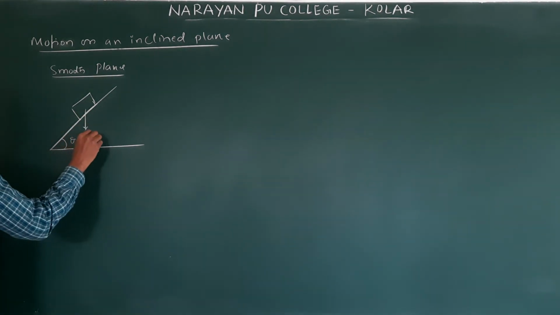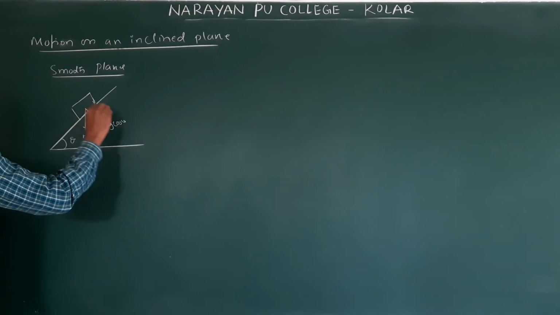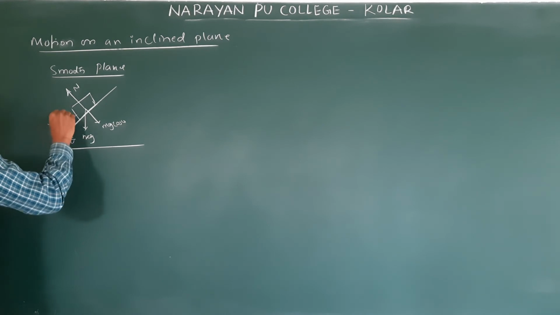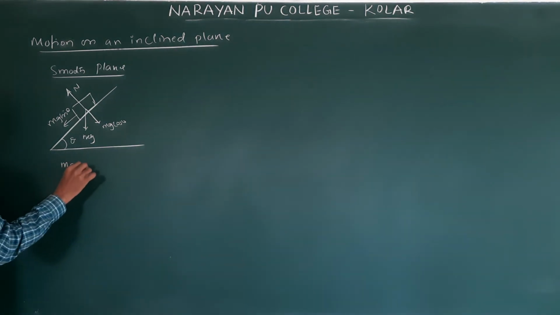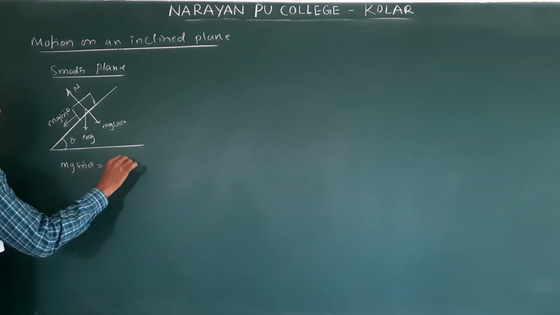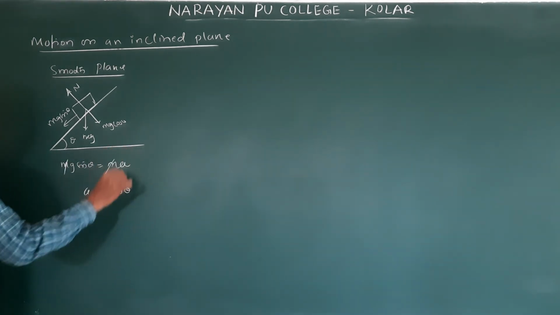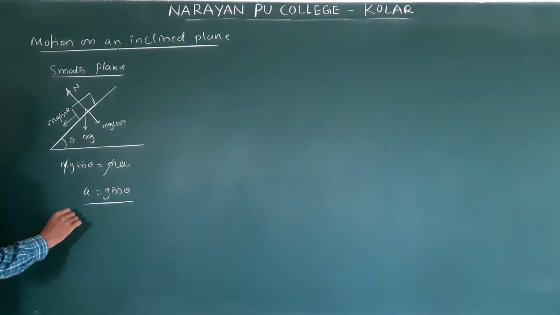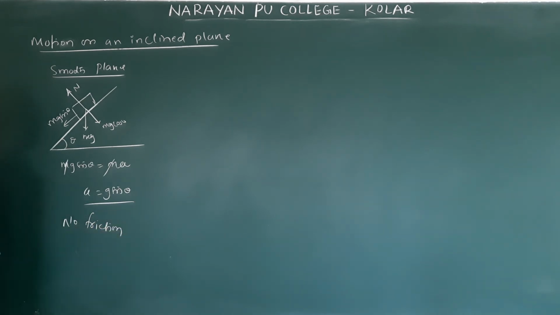This is mg. This is mg cos theta. This is the normal reaction. Mg sin theta. So this mg sin theta pulls down, no friction is there. So mg sin theta will accelerate the object. This is equal to ma. M cancels. A is equal to g sin theta. So there is no friction there. Smooth inclined plane means no friction.